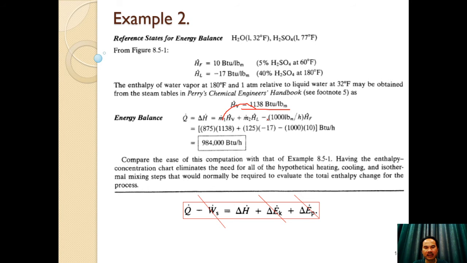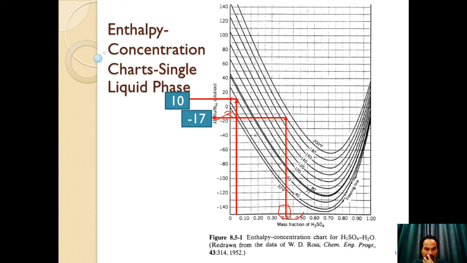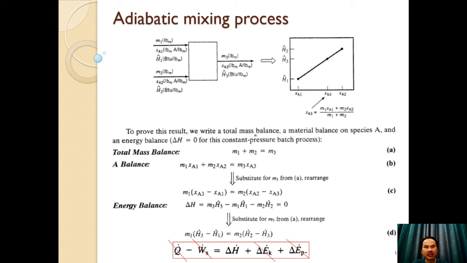900,000, that's right. And 984,000 BTU per hour. In this case you can read from the table or the figure. This shows you how to draw the figure.